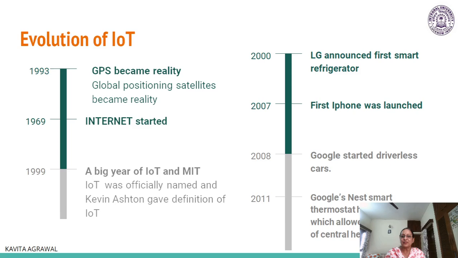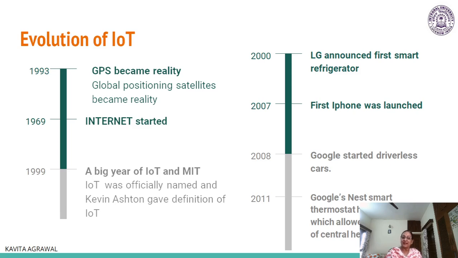Then in 2000, LG announced their first smart refrigerators. These refrigerators could sense what was inside them. They could sense their expiry dates and they could inform the user which items are about to expire, so that there was less wastage and things could be preserved.